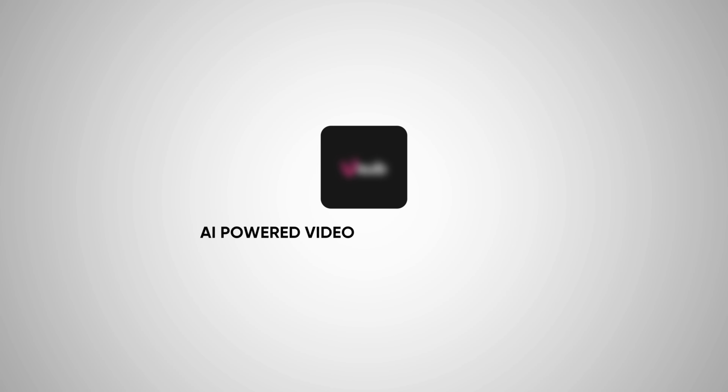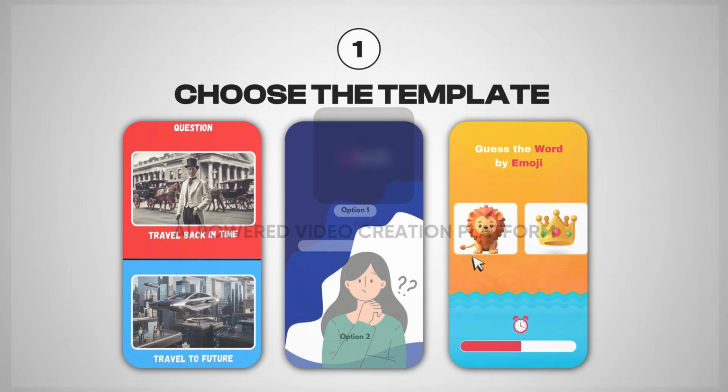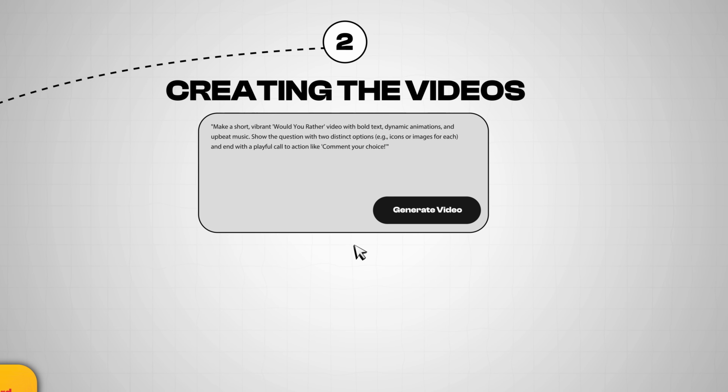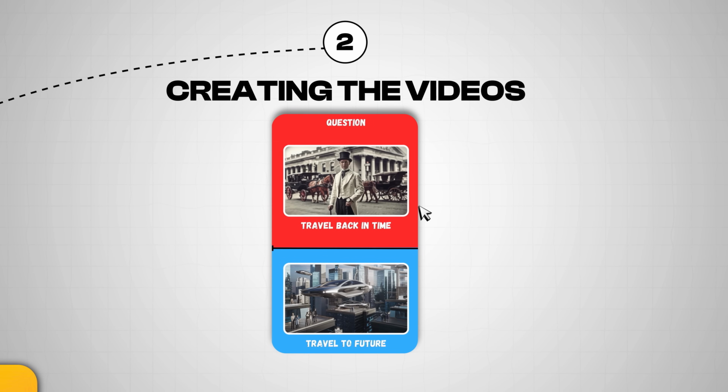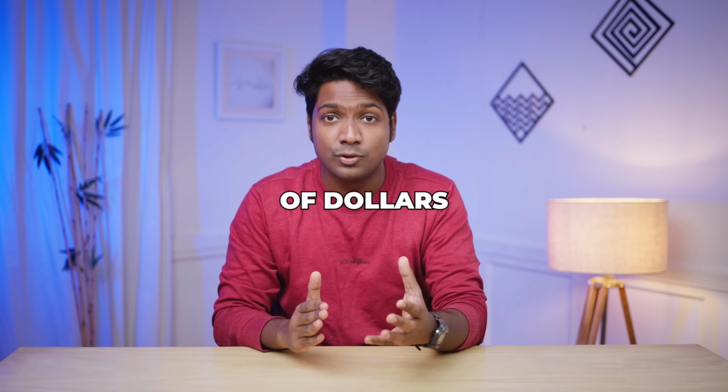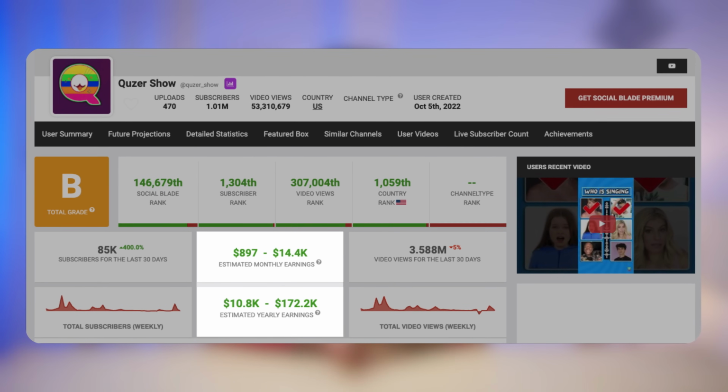First, they go to this AI-powered video creation platform and choose a ready-made video template. Then, they use AI to generate interesting quiz questions and create their videos. Finally, they post it on social media and earn thousands of dollars from ad revenue and affiliate commissions.